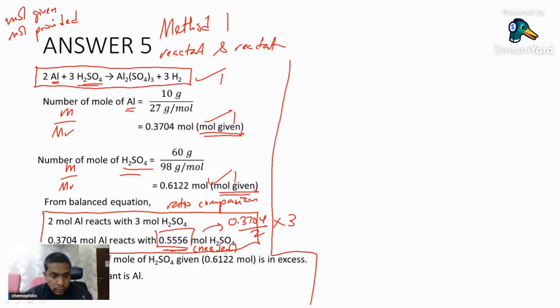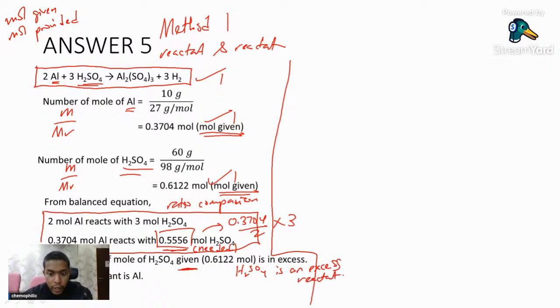So you can see, you need 0.5 but you've been given for H2SO4 0.6. Maksudnya terlebih lah. Contoh dia macam I ada duit RM5,000, I beli phone RM4,000. So ada lebih RM1,000. So bila ada lebihan tu, that's why you can see here, you can say the statement, the amount of mole H2SO4 given 0.612 is in excess. Sebab apa? We need only 0.05. So maksudnya H2SO4 is an excess reactant.